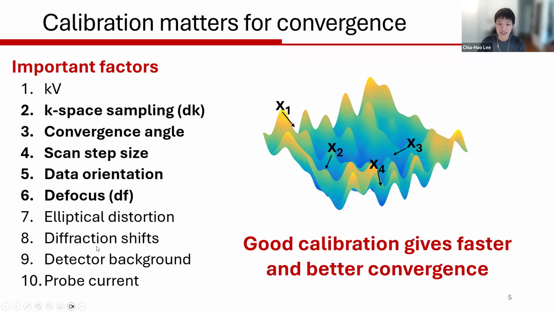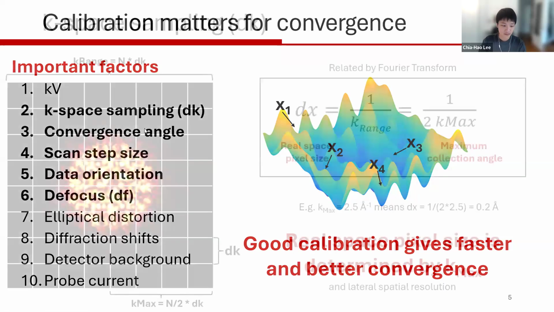Another couple of small examples: whether you center your diffraction pattern on your detector, or whether you have elliptical distortion in your diffraction pattern, or the background. All these tiny things start building up. But I'm going to talk a little bit more about the most critical parts in terms of calibration.